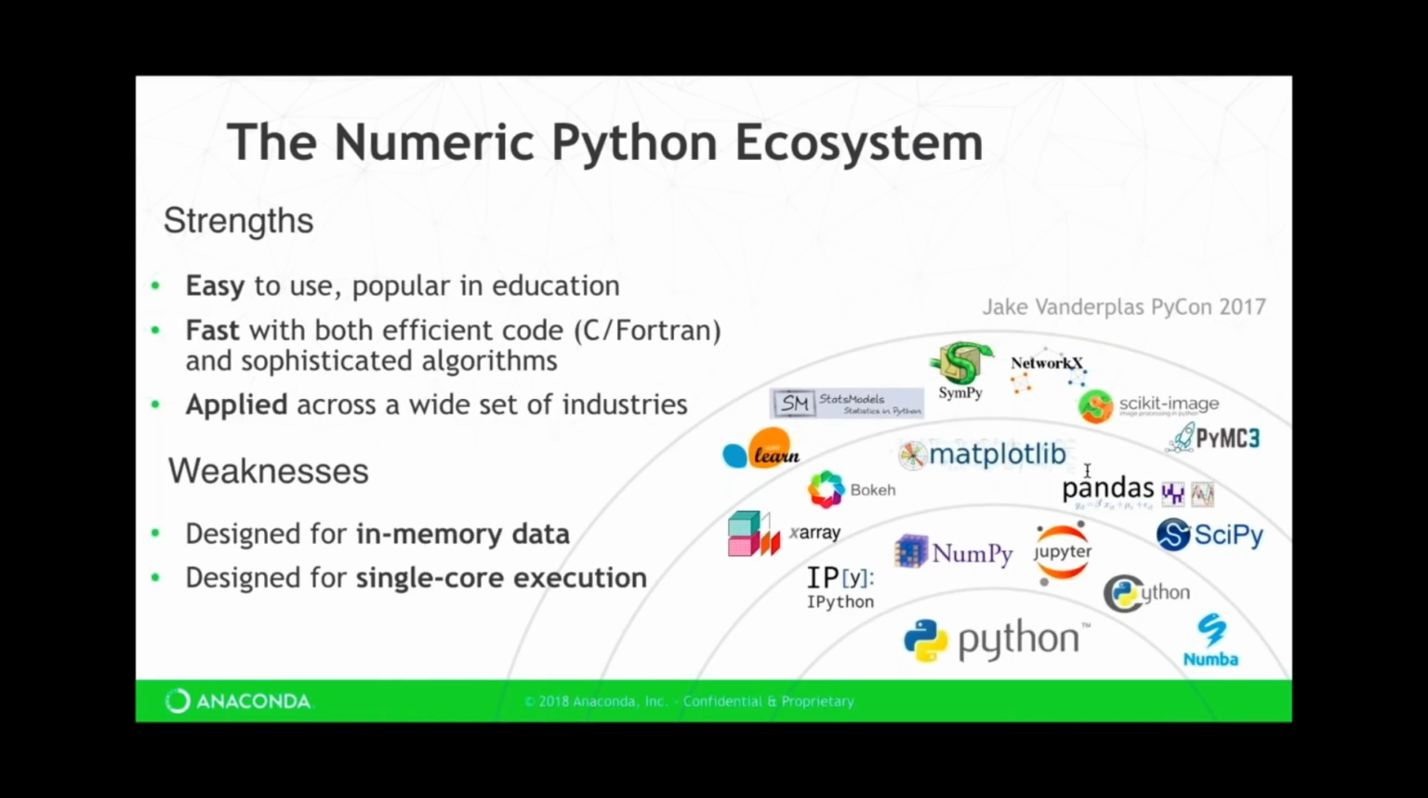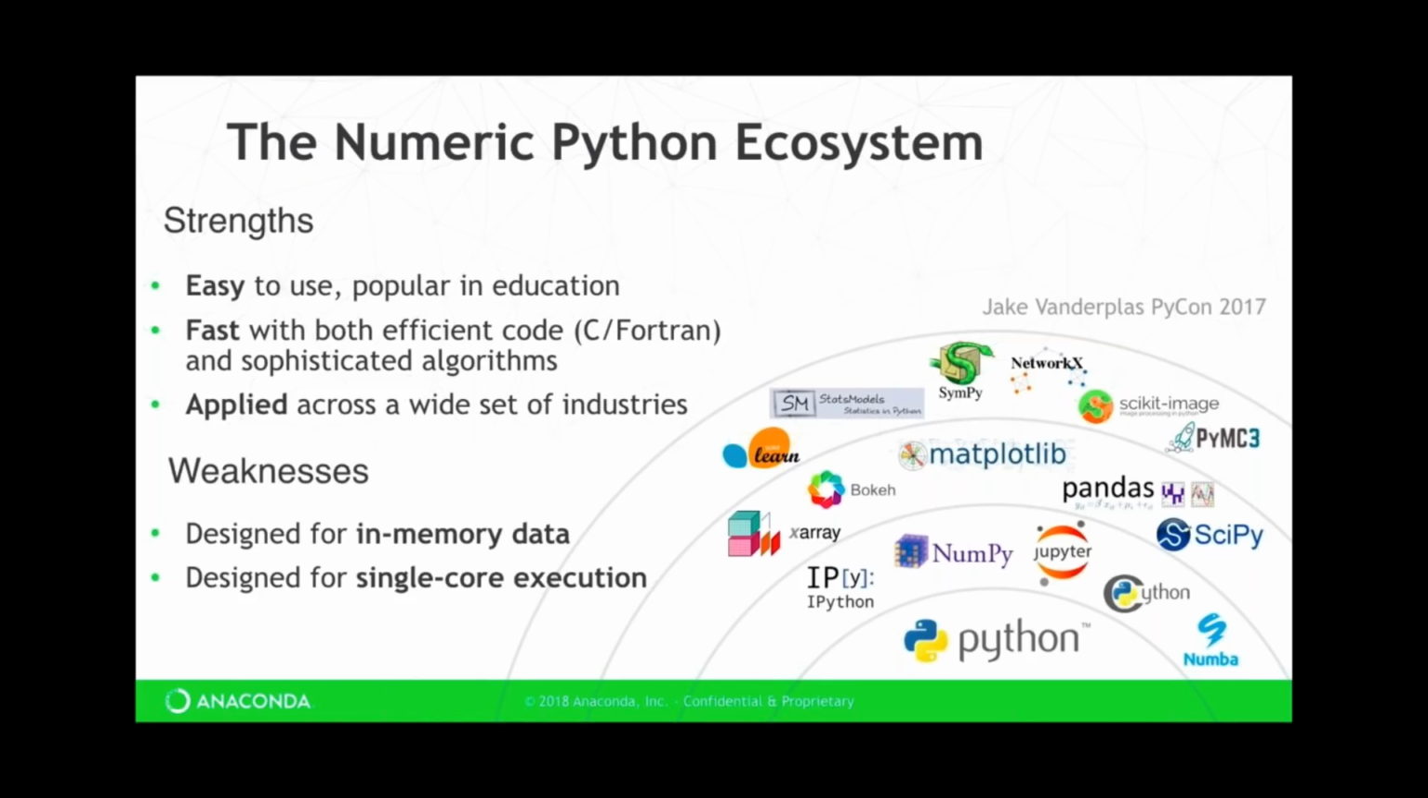Unfortunately, the ecosystem also has some weaknesses. Libraries like NumPy and Pandas were largely designed to work on in-memory data, that is, data sets that fit in the RAM of a single machine. They're also designed to run single core, meaning on a single thread that fits in a single CPU on a single machine. This is fine for 99% of use cases. The vast majority of analysis today runs on data that is small enough to fit on a single machine. Still, sometimes some problems do scale out larger than that. And our goal is to help the whole ecosystem scale.